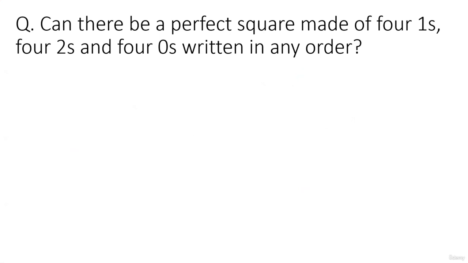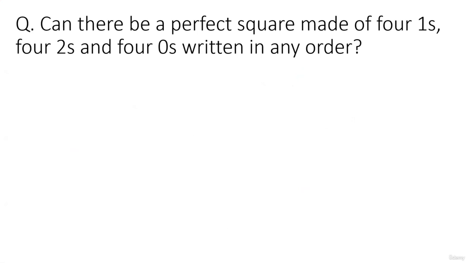All right, guys, so we are going to the next and the last question for divisibility. And it says, can there be a perfect square made of 4 ones, 4 twos, and 4 zeros written in any order? Okay, पहली बात तो ये बताओ कि ऐसे कितने नंबर बन सकते हैं 12 digit numbers which consist of 4 ones, 4 twos, and 4 zeros.